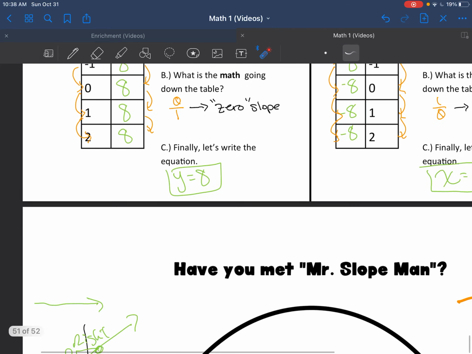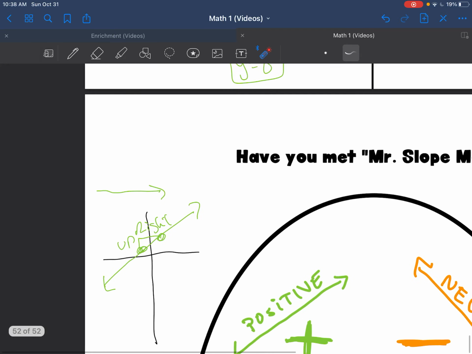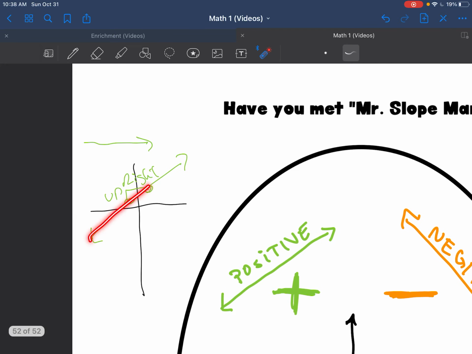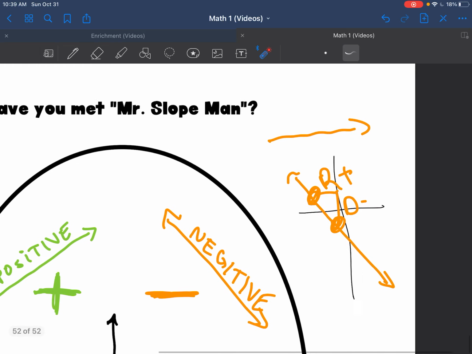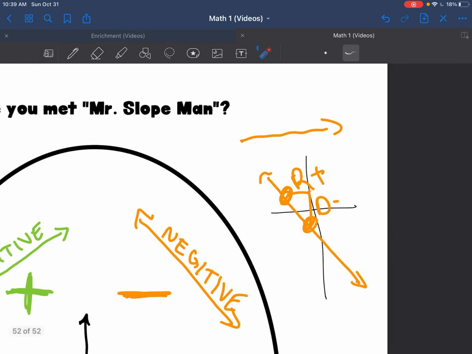Now we're going to talk about Mr. Slope Man. So let's say we have a graph here where we go up and right. Well, up and right are both positive things, so that means when we see a graph that goes in this direction, going upwards, we have positive things, so that's Mr. Slope Man's eye here. On the other side, with his eyebrow.